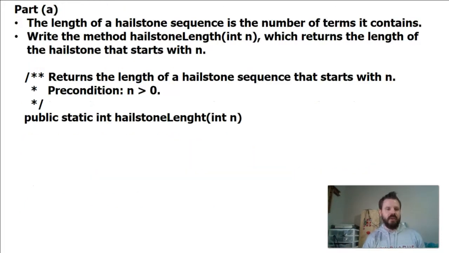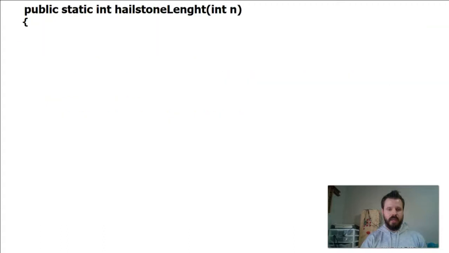Part A, we're writing the hailstone length method. The length of a hailstone sequence is the number of terms it contains. So how many numbers are in that sequence? We want to write the method which returns the length of the hailstone sequence starting with n, n being our parameter. Let's go ahead and do that.